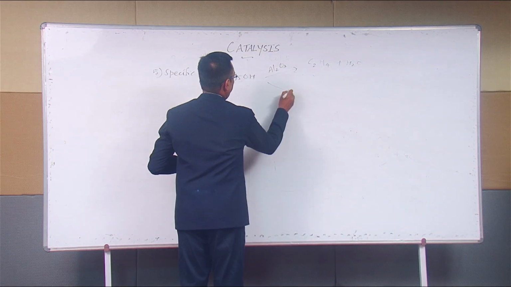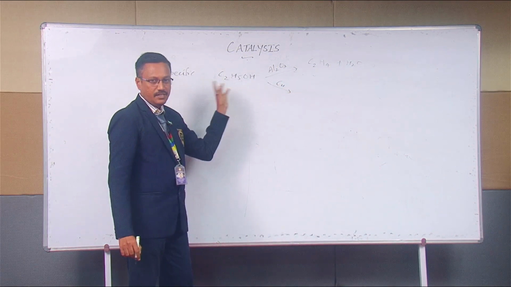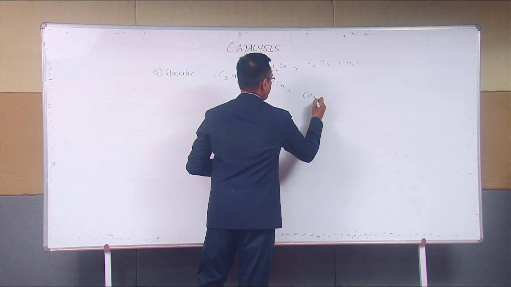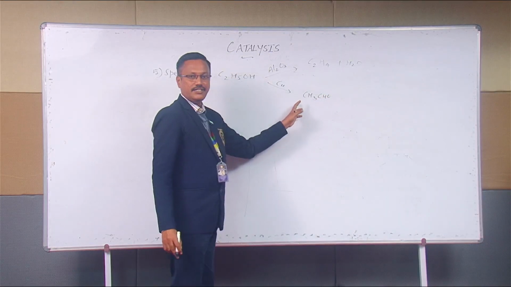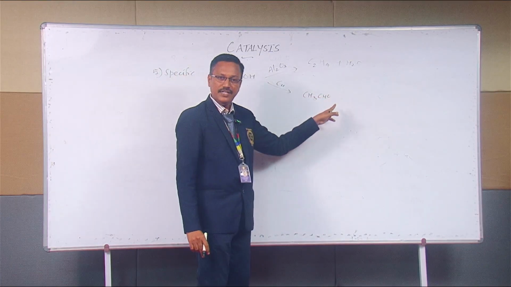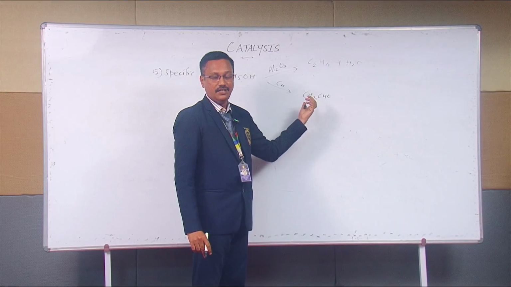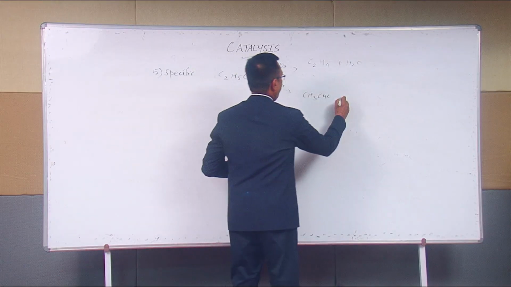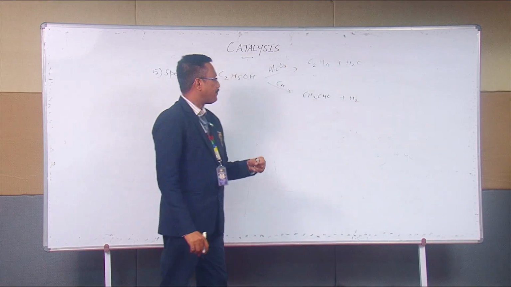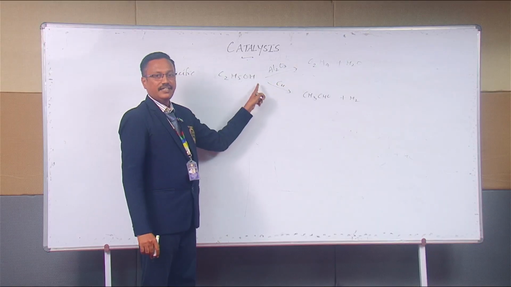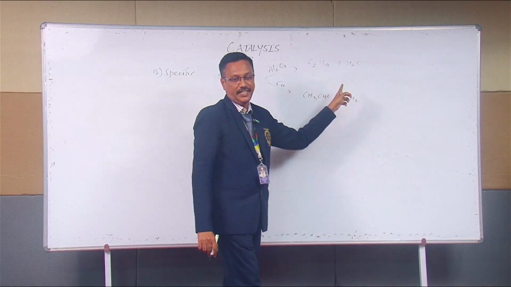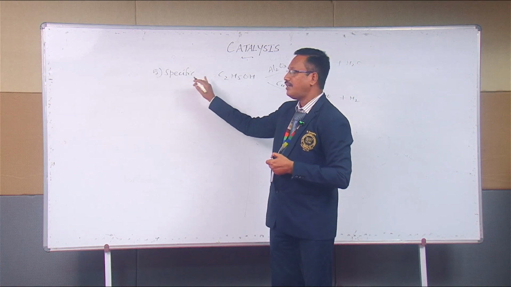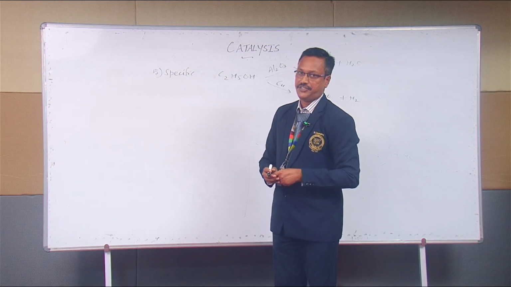On the other hand, if you are using a copper catalyst, you will get an aldehyde, CH3CHO. Guess what the name is? CH3CHO is the second aldehyde, acetaldehyde. Acetaldehyde and H2 will be produced. So if you change the catalyst, the product may also change. That shows the catalysts are very specific in nature.